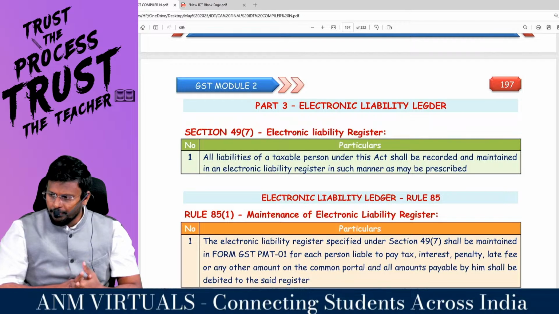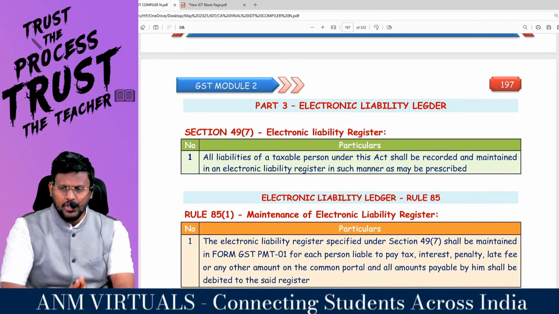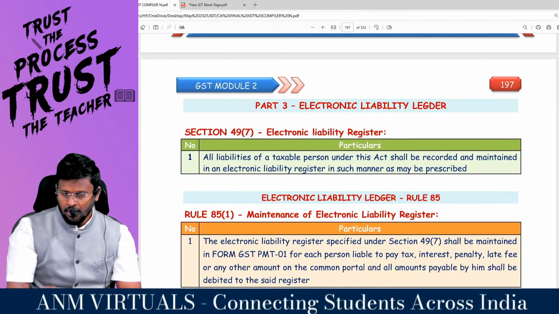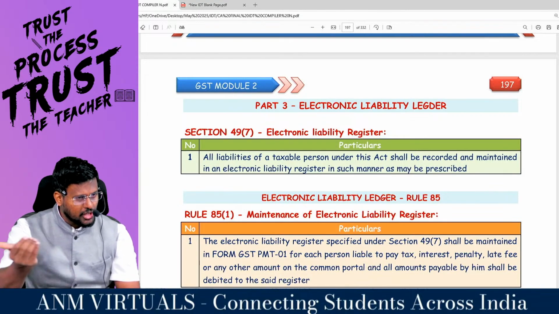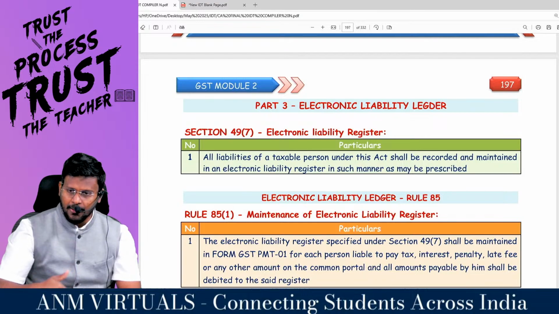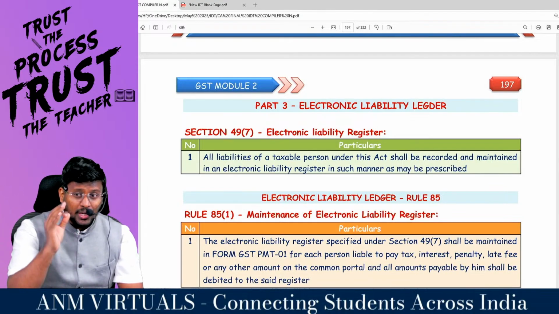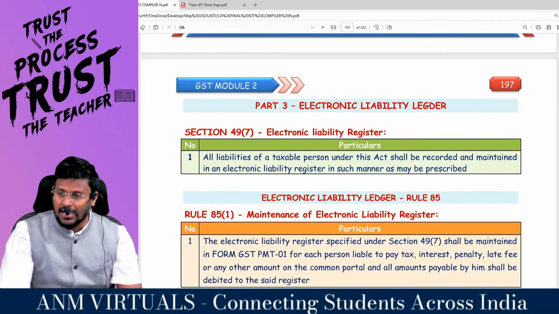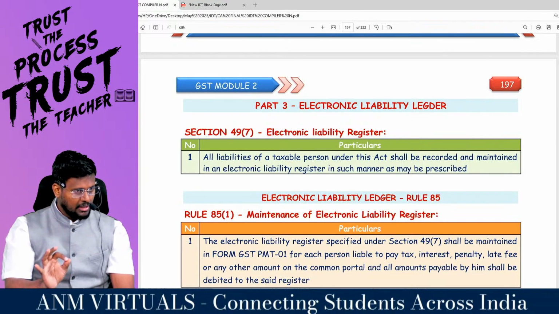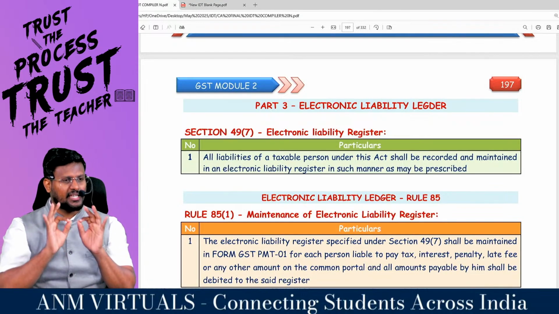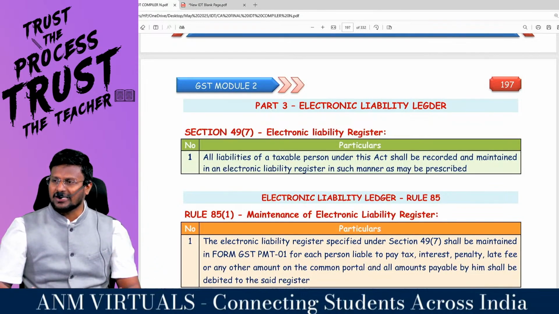Comfortable? So what I am requesting of you is, before you listen to the next class, revise the electronic cash ledger fully, plus go back to the ITC chapter. In that, manner of utilization of ITC, one slot is there, that you revise. If that is the case, you will be getting a brilliant, super, fantastic control over the payment of tax chapter.